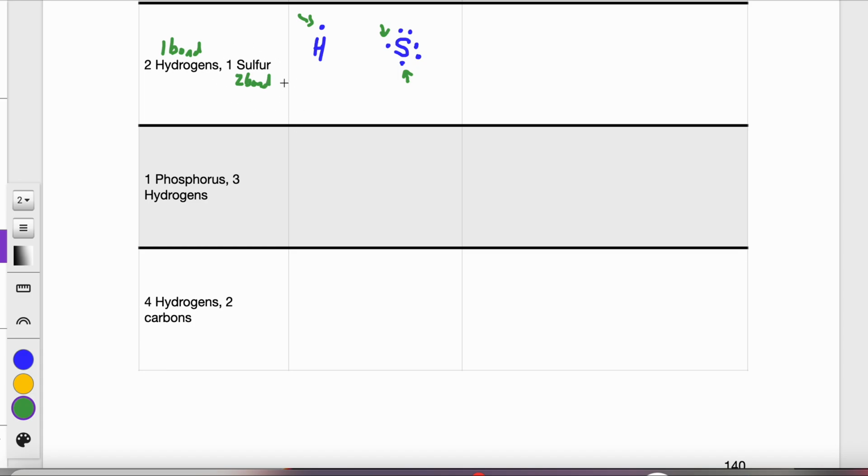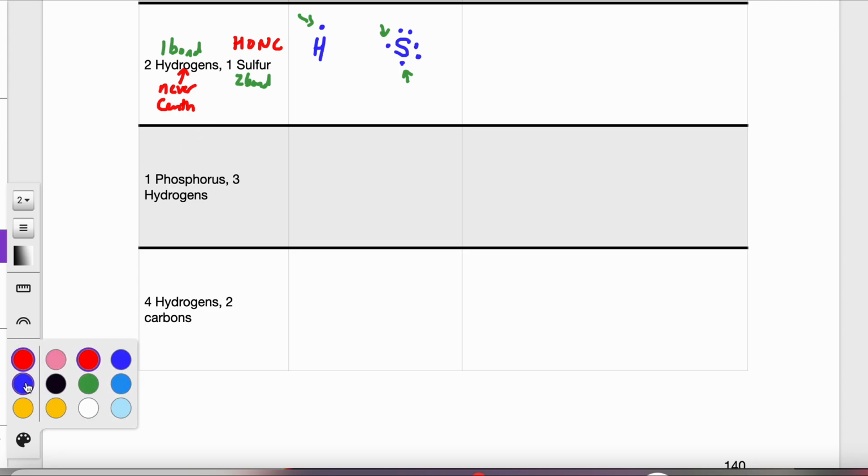So sulfur is the structure that has to form more bonds. Hydrogen can never be the center. So this is never the center. So in our honk rule, sulfur has to be the center because it forms more bonds than hydrogen. Sulfur is in group 16, so it's just like oxygen.